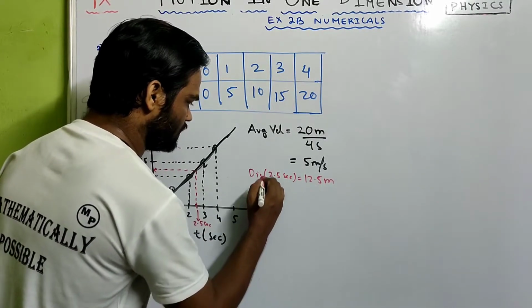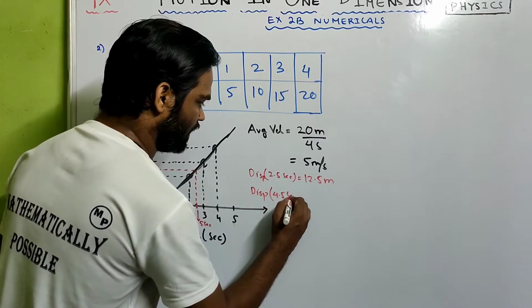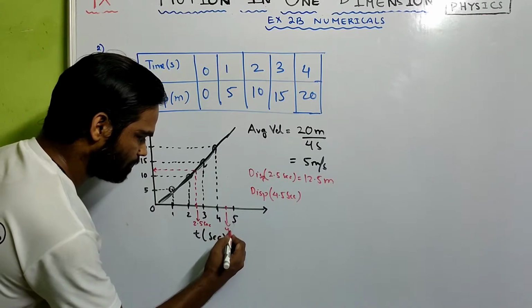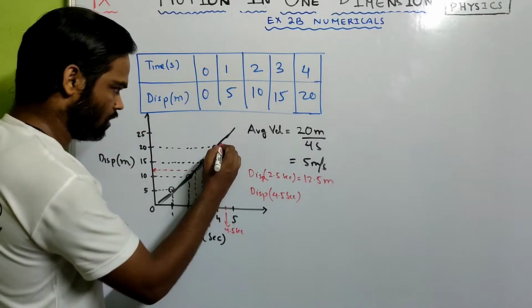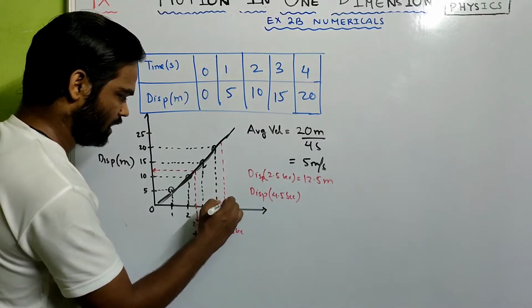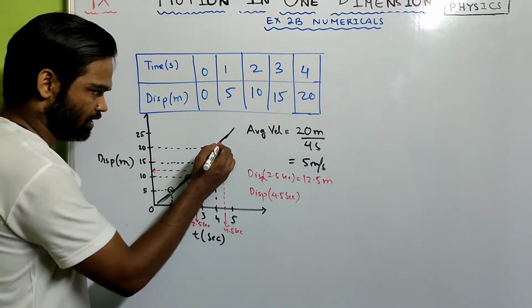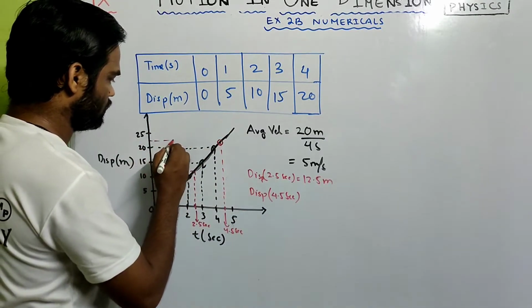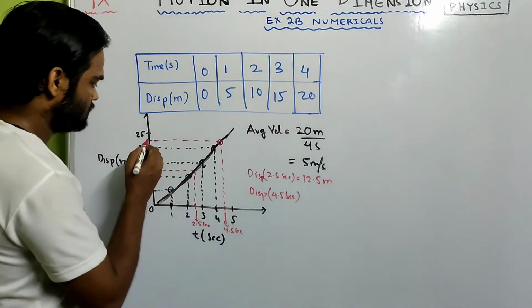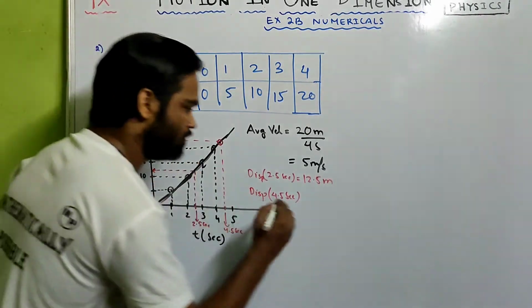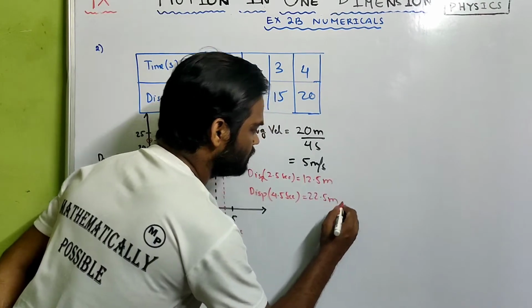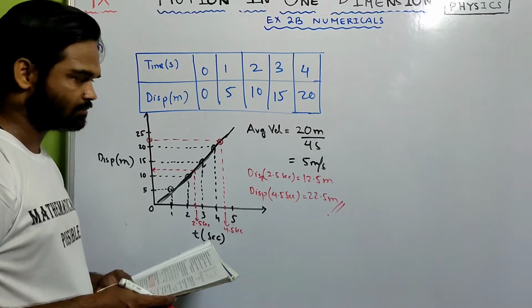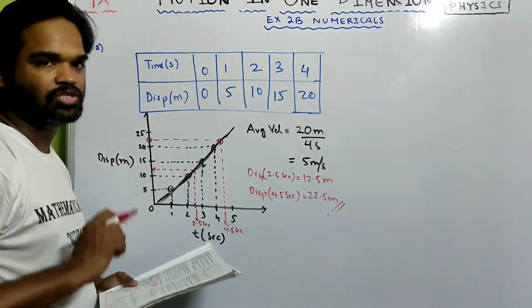Then they have asked displacement after 4.5 seconds. Again 4.5 is over here, isn't it? So we'll draw a vertical line, and at the point where that vertical line meets the graph, draw a horizontal line. Okay, see, it's coming between 20 and 25, which means 22.5 meters. That's your displacement. Done. Now let us look at the next one.